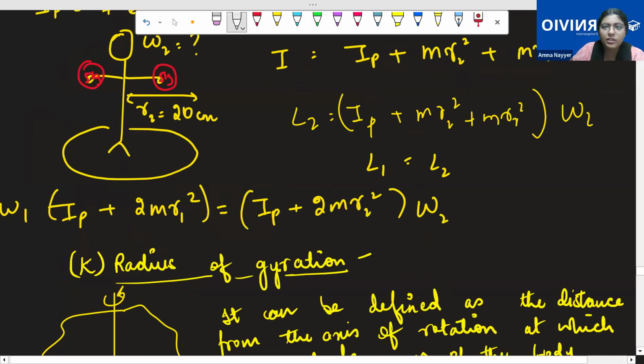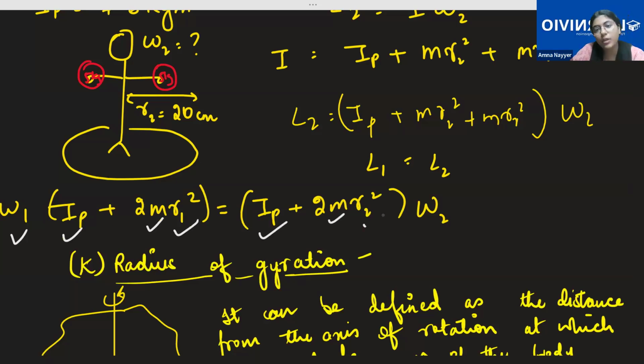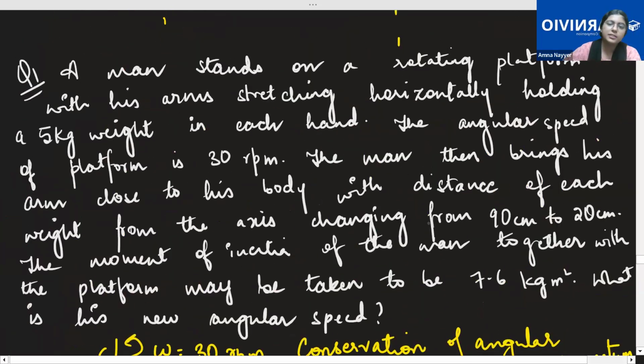Look, from here only a few things are missing. Omega 1 is given to us, I_P is given, mass is given, radius is given, new radius is given. Only this is missing. Will you be able to calculate? Understood? Yes, ma'am. Write it. This is a very important and a very good question. Please write it.